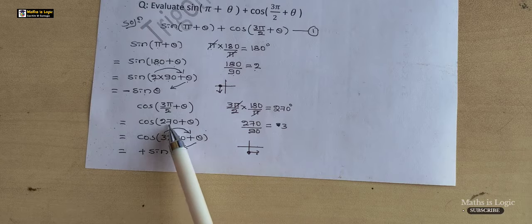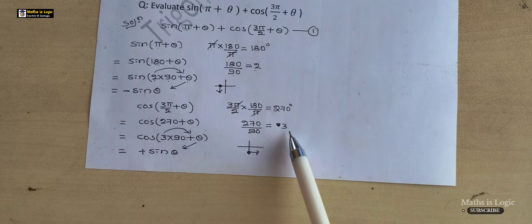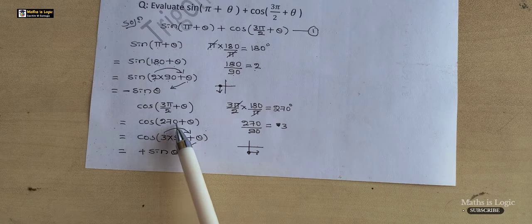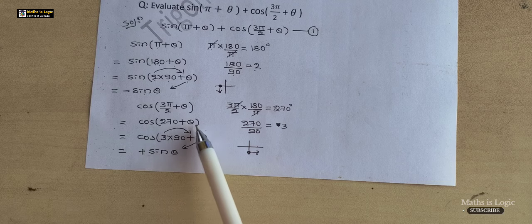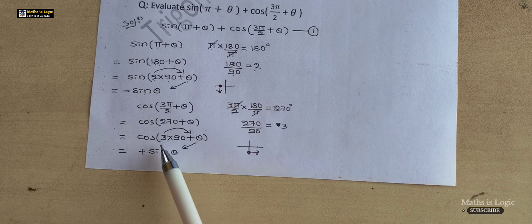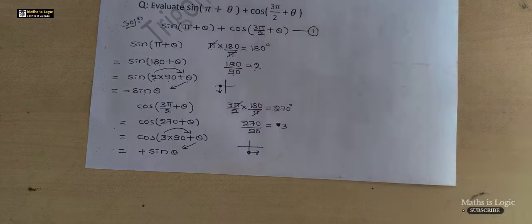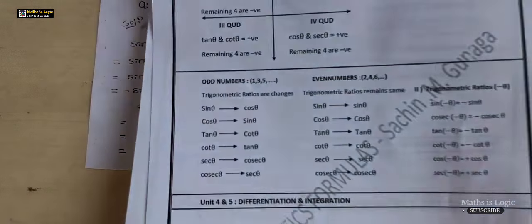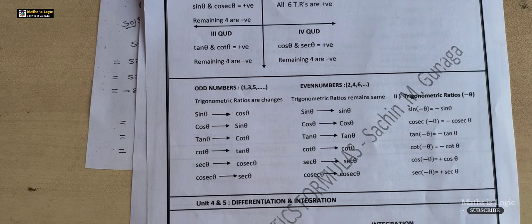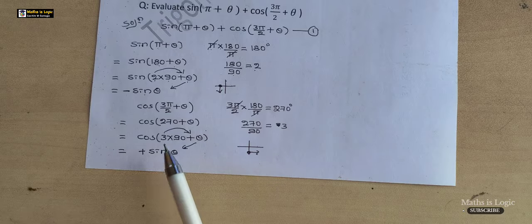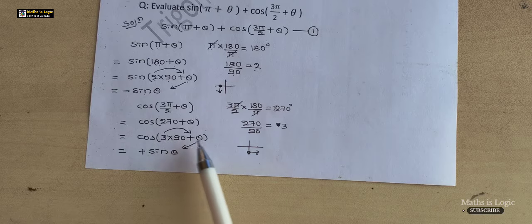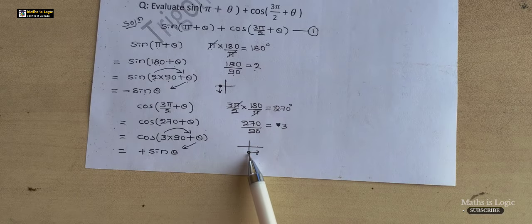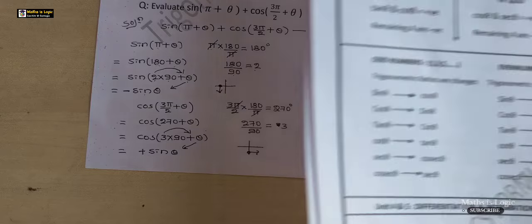Next, this 270 divide by 90, we will get 3. Correct. Next, how to write 270 in standard form? 3 into 90 is 270 plus theta, keep it as it is. Because of odd number, cos changes to sine. Therefore cos changes to sine, keep this theta as it is. Next, rotate 3 plus, 0 1 2 3, plus means next quadrant. Next quadrant means fourth quadrant.